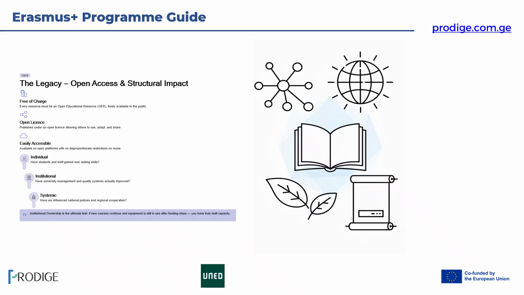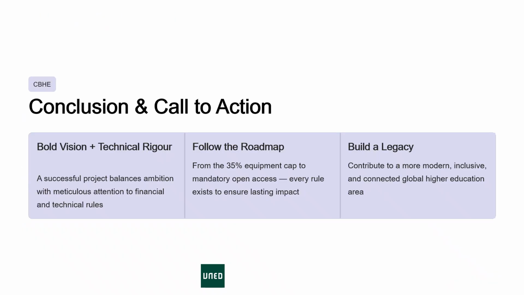In summary, a successful Erasmus Plus project balances a bold vision with meticulous attention to technical rules. By following this roadmap, from the 35% equipment cap to the commitment to open access, you are contributing to a more modern, inclusive, and connected global higher education area.